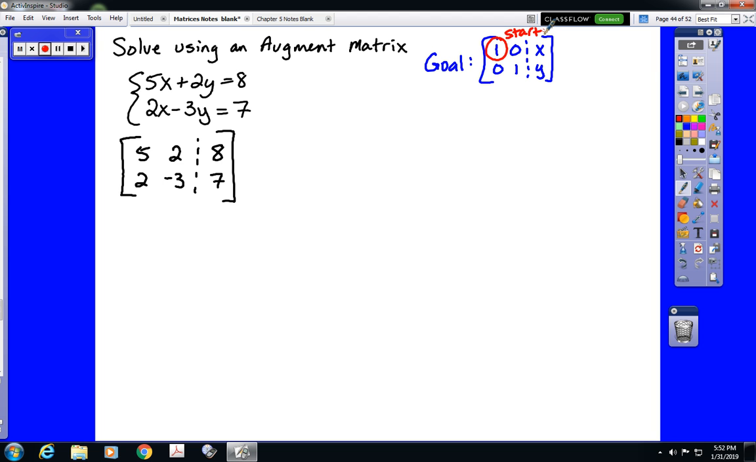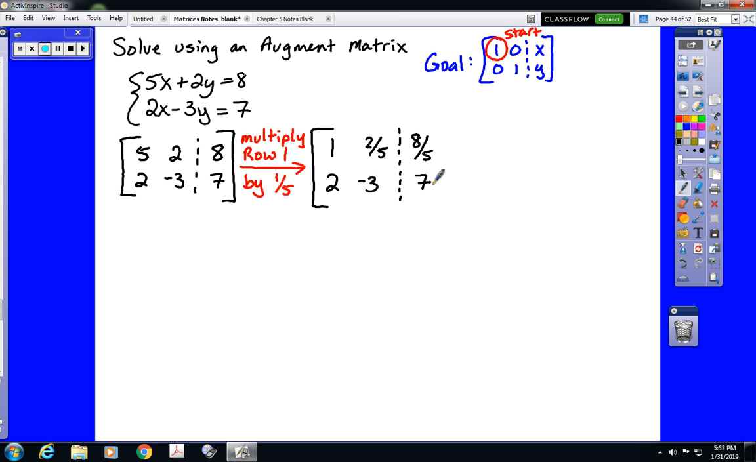that 1. So to get that 1, we don't already have a 1 in the first column. So what we're going to do is multiply row 1 by 1/5. In other words, we're going to divide the first row by 5. Remember that division is really just multiplication by a fraction, so you're allowed to divide by a number as well. When we do that, the new first row would be 1, 2/5, 8/5. And we didn't do anything to the second row, so that is still 2, -3, 7. That gets us our 1 in the upper left.